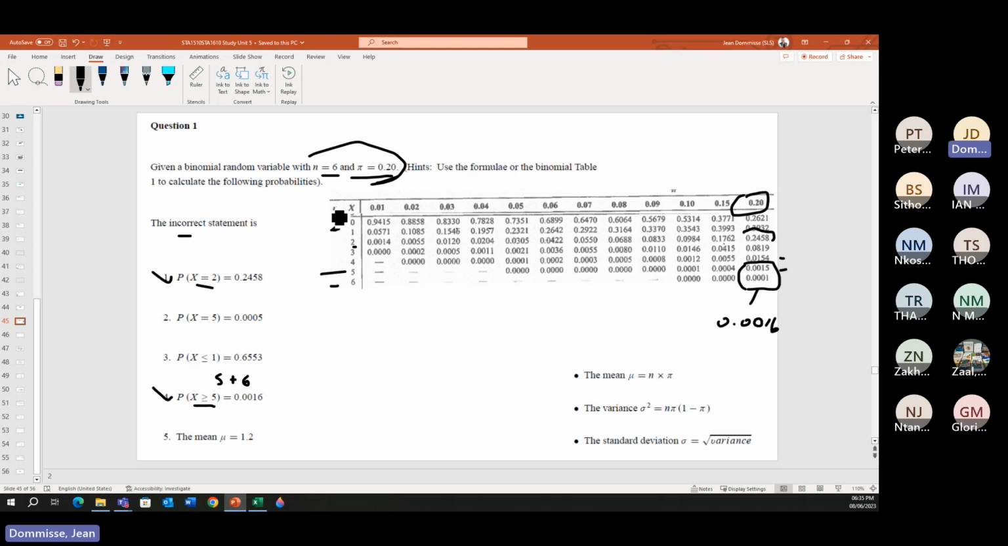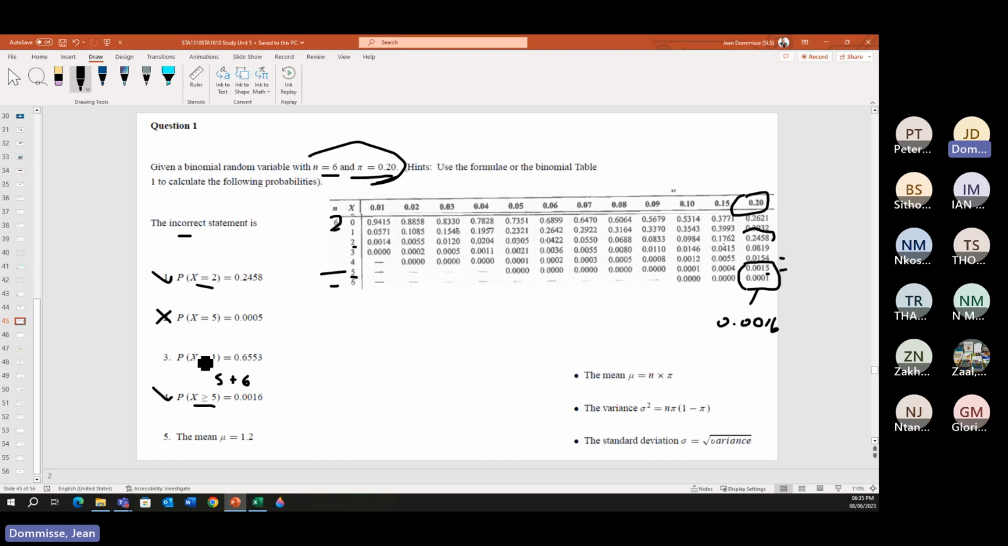Okay, where x, the same table, where x is 5, the probability is 0.0015. Okay, yeah, it's wrong. It should be 15 and not 05. So option 2 is definitely wrong. But let's look at the other ones as well.